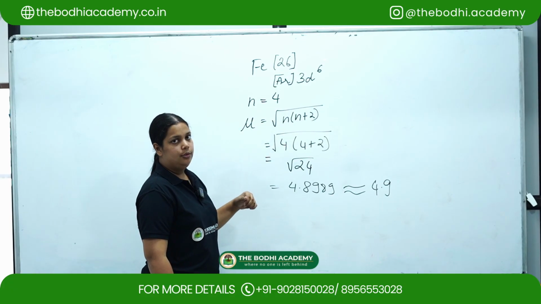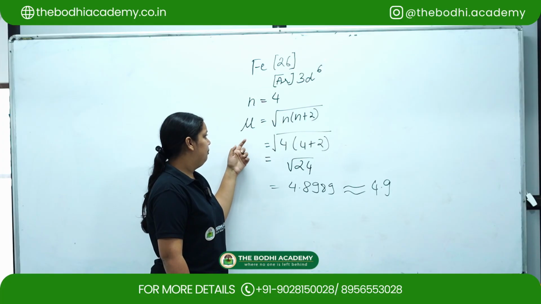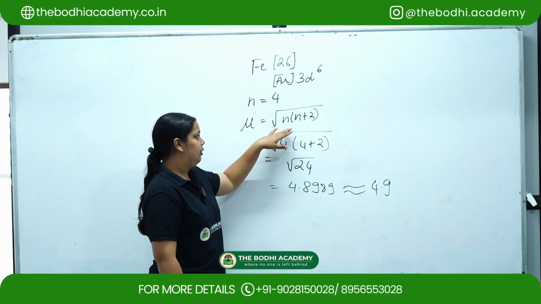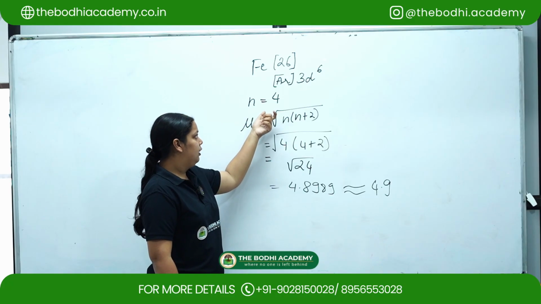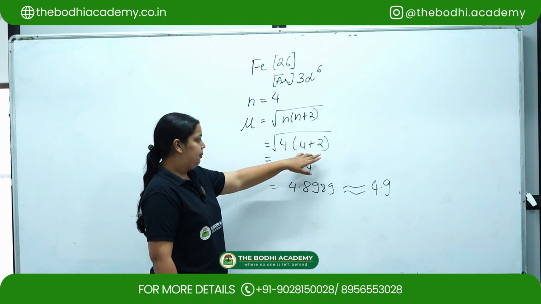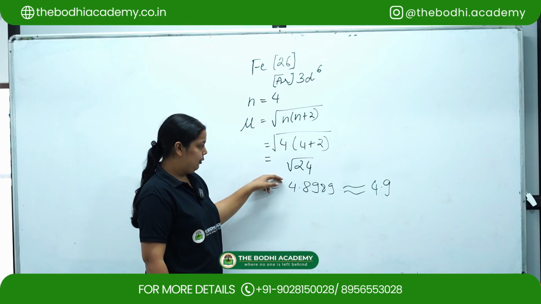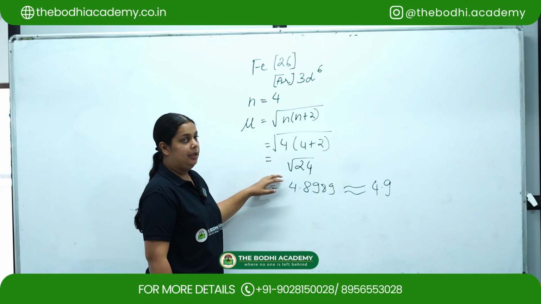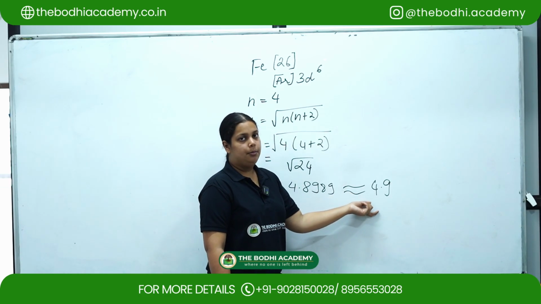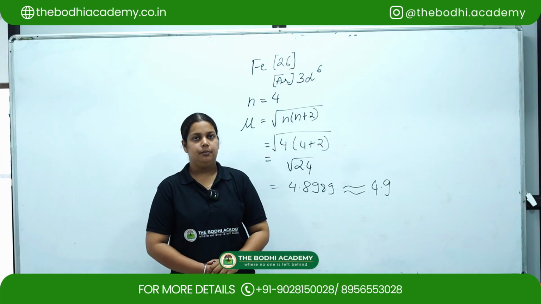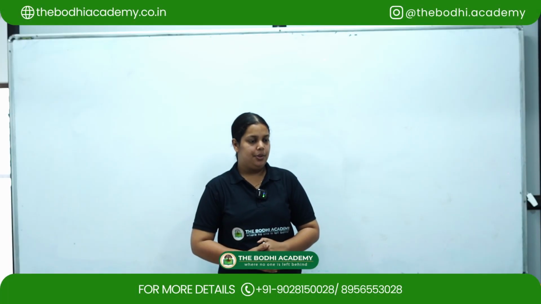So the formula to find the magnetic moment is mu equal to root of n into n plus 2. So the n value we got is 4. So 4 into 4 plus 2, that becomes root 24. So the value of root 24 is 4.8989, which comes up to 4.9. Coming to the next question.